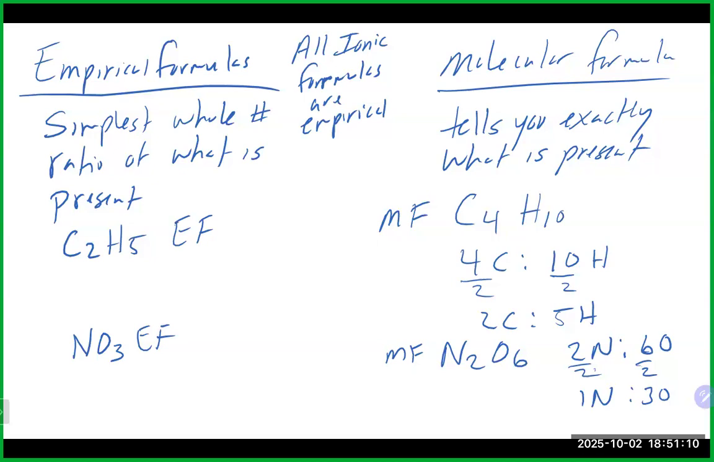Now, it is possible that the molecular formula and the empirical formula are the same. So H2O is basically 2 hydrogens for every 1 oxygen. You really can't get any smaller than that and still have whole numbers. So that is both the empirical formula and the molecular formula. So it is possible that the same thing could be for both if it's already reduced down as far as it could go. Any questions on the differences there?